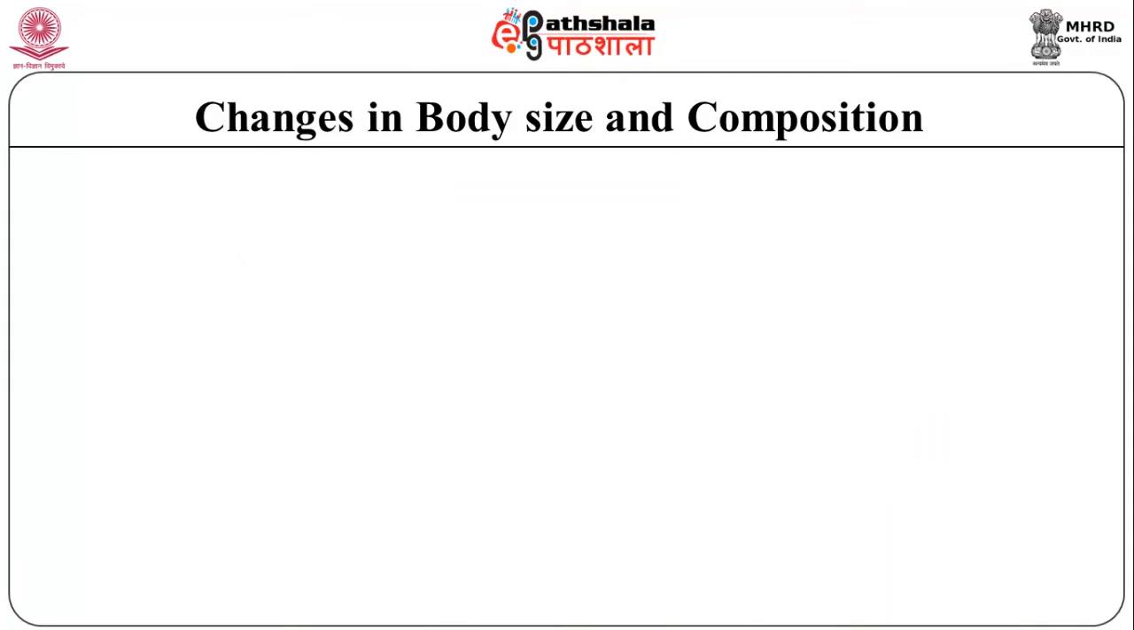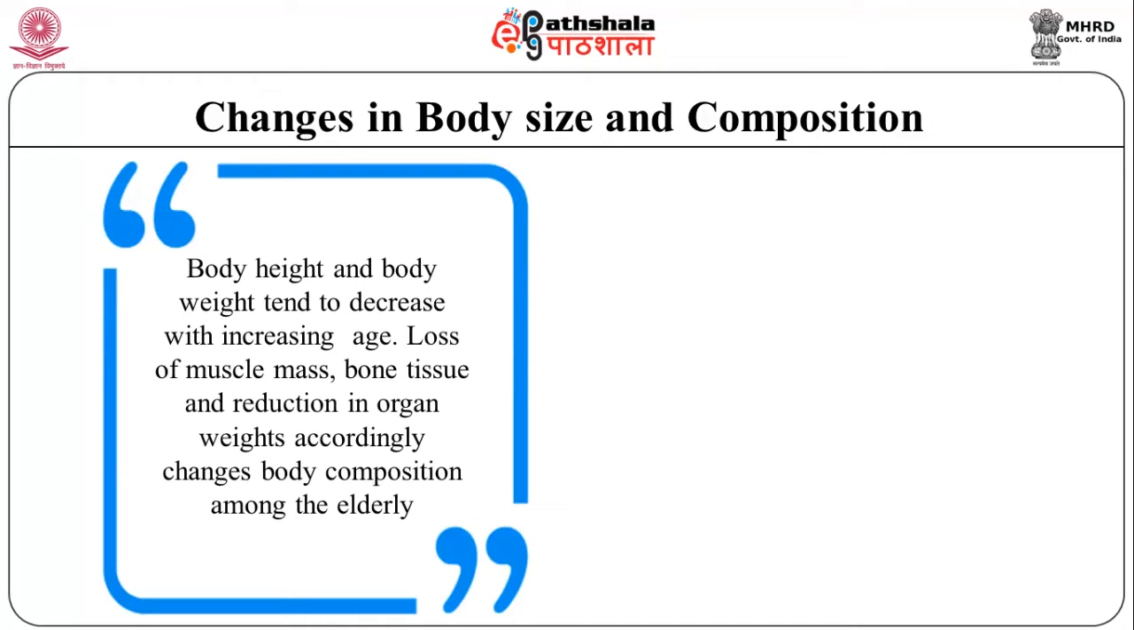There are changes in the body size and composition. Body height and body weight tend to decrease with increasing age. Loss of muscle mass, bone tissues and reduction in organ weights accordingly changes the body composition among the elderly. About 1 to 2% of the lean body mass declines and fat increases by 0.5 to 1.5% annually around the age of 30 years.